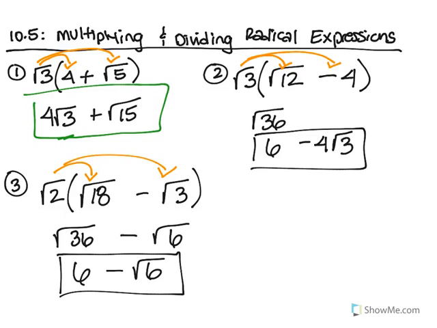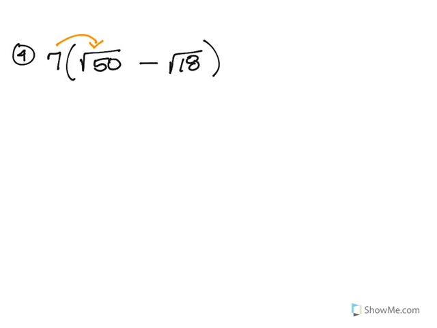What about 7, open parenthesis, square root of 50 minus the square root of 18? Distribute, and you will have what? 7 square root of 50 minus 7 square root of 18.